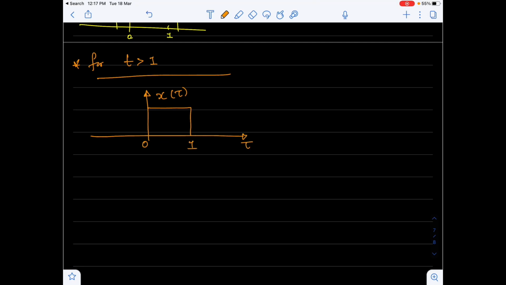Now you see I am having h of minus tau plus t, but t is greater than 1. So here it is your 1, the point, and I will mark here t. So t is greater than 1, and this is my situation. So this is t minus 2.